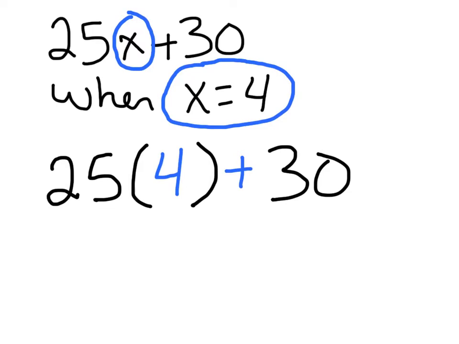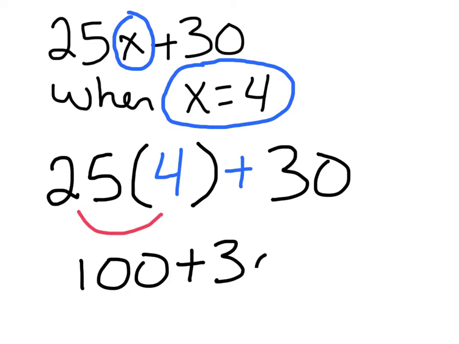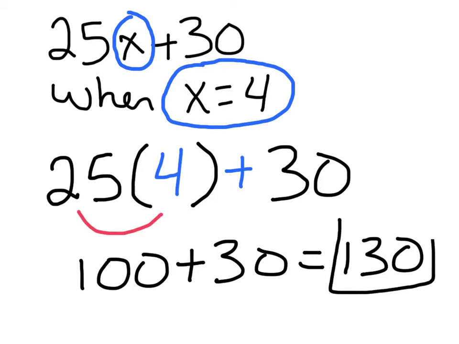Now we're going to use PEMDAS in order to solve this. So do we have any parentheses? We sure do. So we've got to do that first. 25 times 4, well, 4 groups of 25 is 100, plus 30. That results in 130. So 25 times x plus 30 when x equals 4 is equivalent to 130.